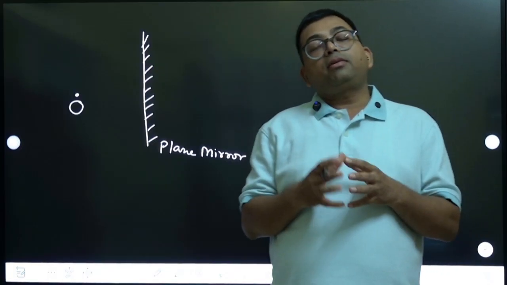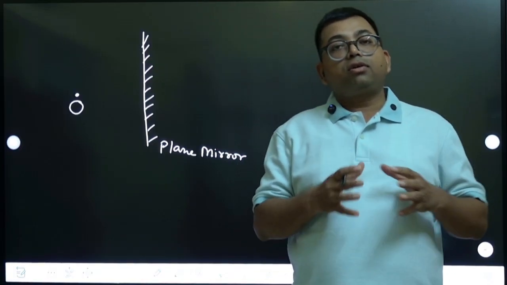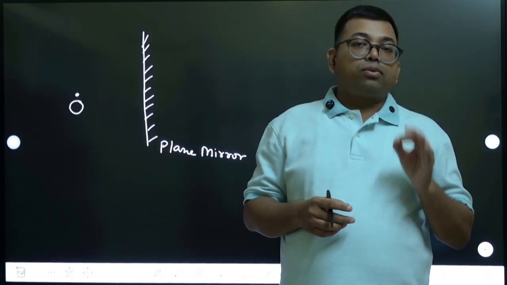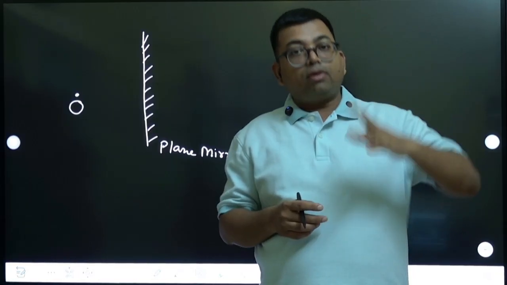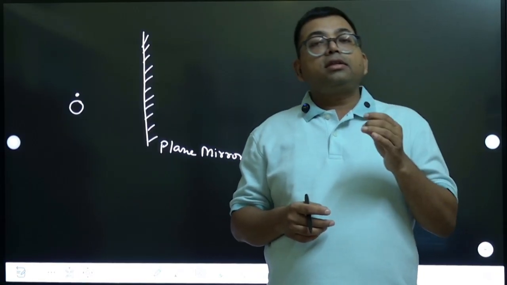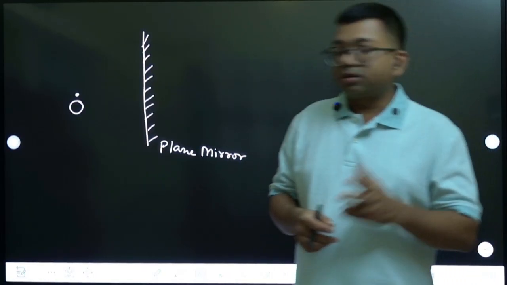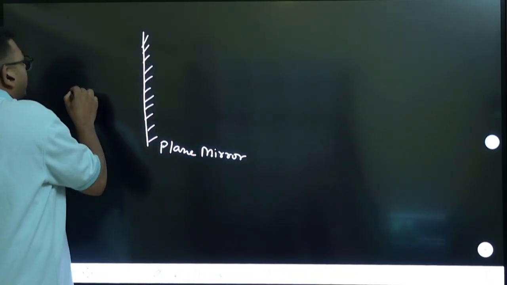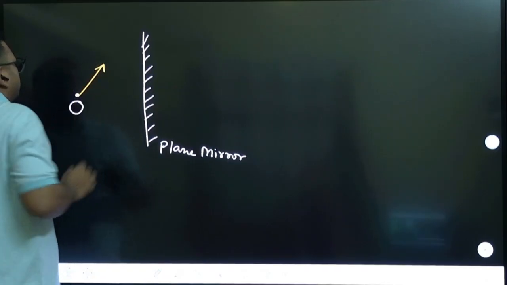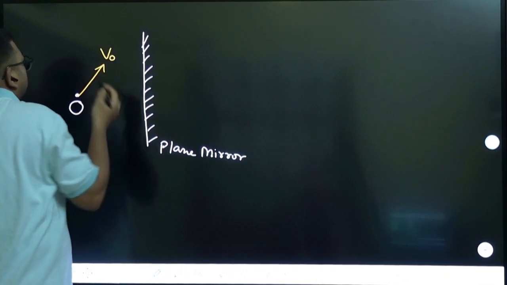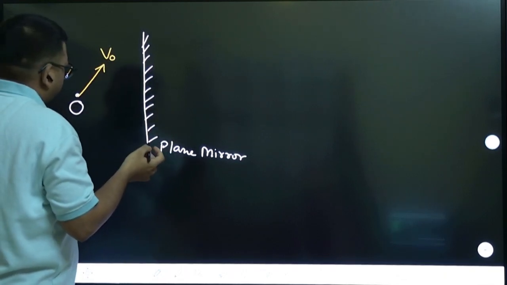Sometimes in the question they ask the velocity of image with respect to object. So we will try to calculate two things. One is the actual velocity of image, and second is the velocity of image with respect to object. Right? Two things. So let us say that this object is moving in this direction. Let us call this the actual velocity of object.